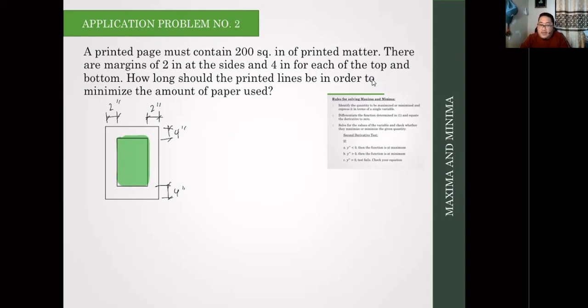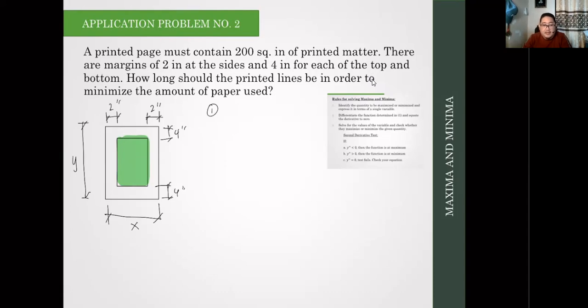So kung yung amount ng paper used ang mi-minimize natin, ano yung kino-consider natin? Dapat yung size nung page natin in general. Okay? So ibig sabihin yung pinaka-size niya. Kung ito yung horizontal niya, tawagin natin x. Ito, tawagin natin y. Okay? So, sa number 1, ang hinahanap natin is, again, yung size niya.